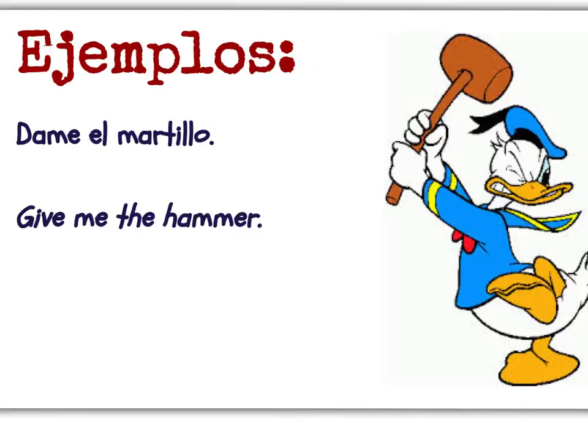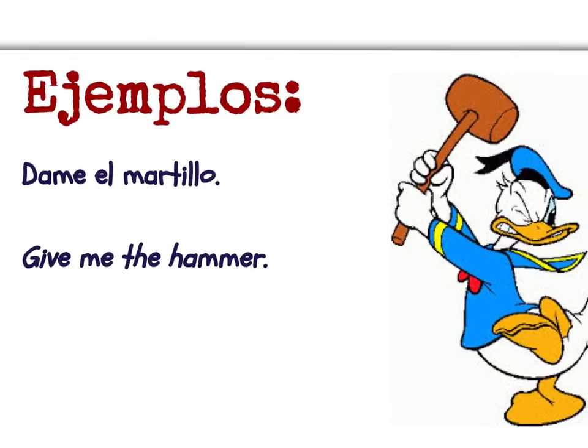So again, clase, if I'm saying give it to me, and I'm referring to el martillo, then I'm going to say, dámelo, and then I count back 3 vowels. 1, 2, 3, boop, dámelo.